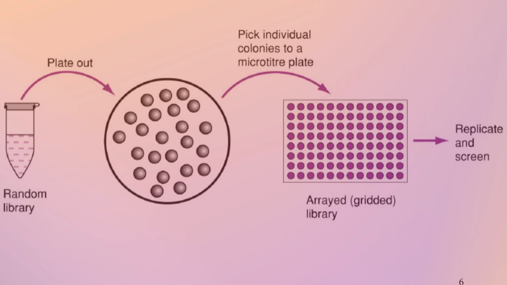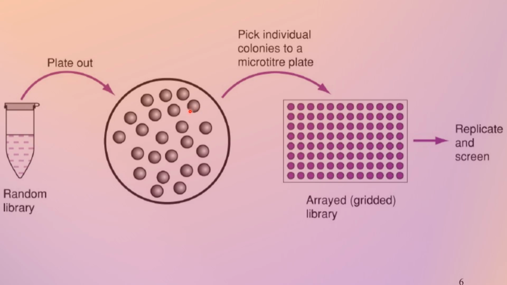To use the library, the random library is selected, then the bacteria are plated out on a plate, a nutrient medium, and once the cells grow, individual colonies are picked up one by one. So one colony represents one type of bacteria with one type of cDNA.